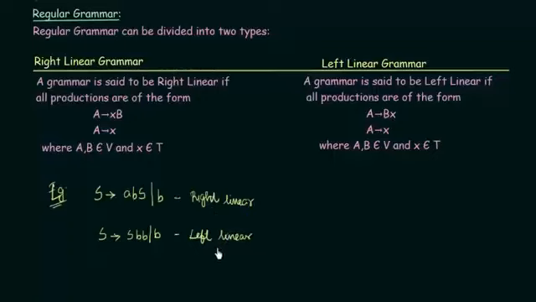So I hope this made the concept of right linear grammar and left linear grammar, which are the types of regular grammar, clear to us. We also understood the meaning of grammar, and we saw the types of grammar according to Noam Chomsky's classification.